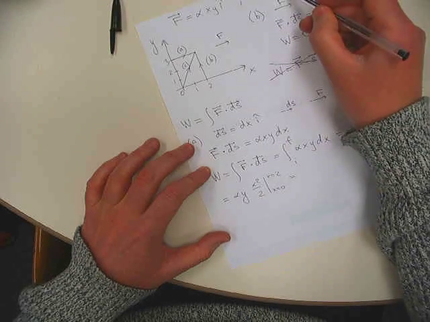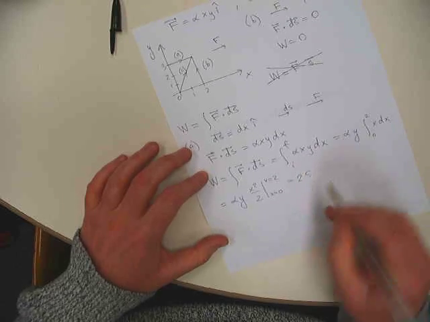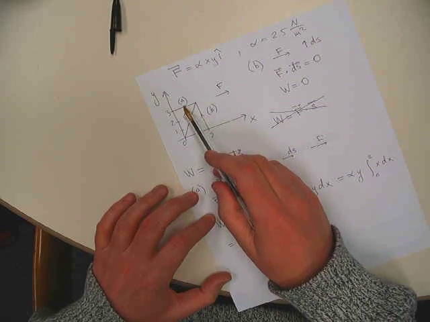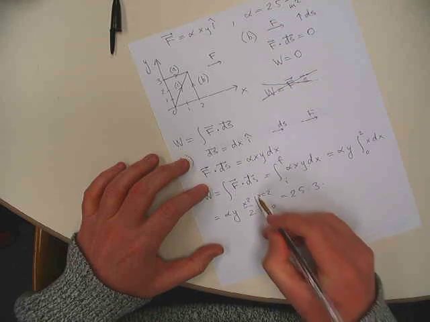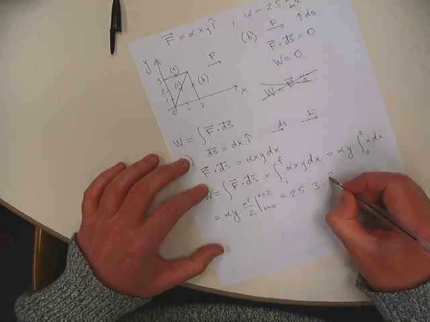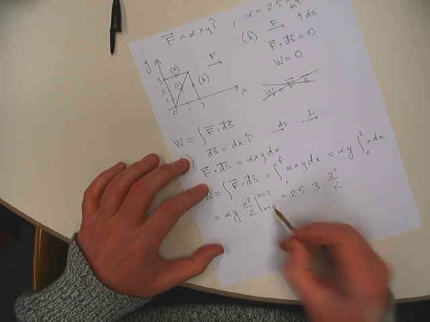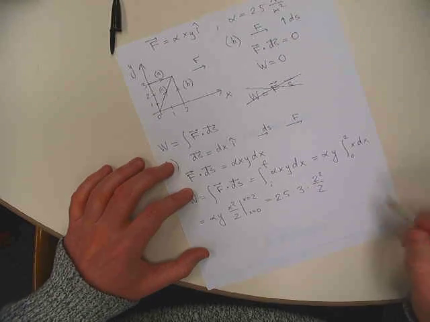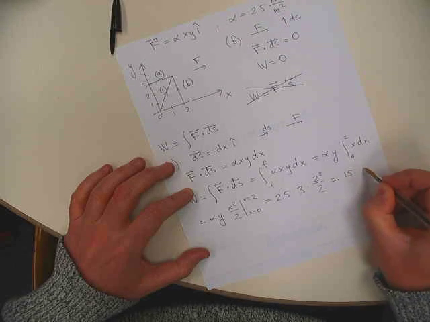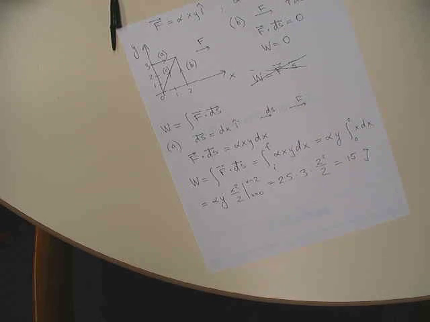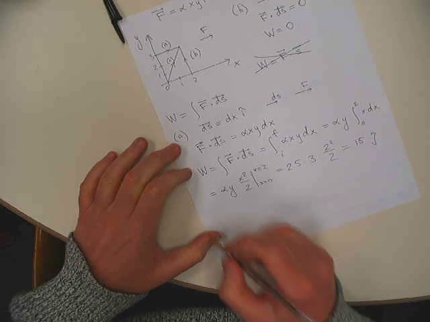Alpha is 2.5, y is 3 throughout this trajectory, and x at the upper limit is 2 squared over 2, and at the lower limit it's 0, so we don't have to take it into account. Well, doing the arithmetic, it works out to 15 joules. 15 joules. Alright, so what do we do in case B?